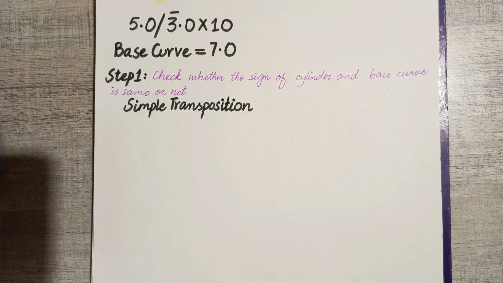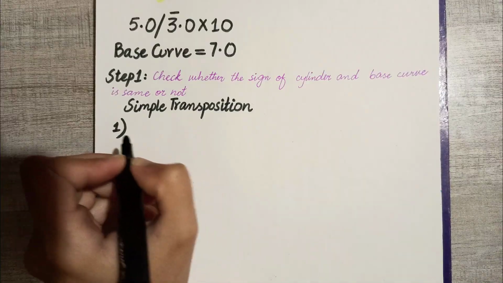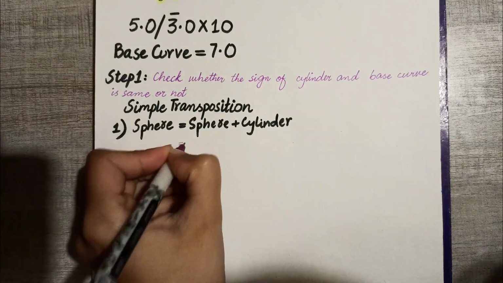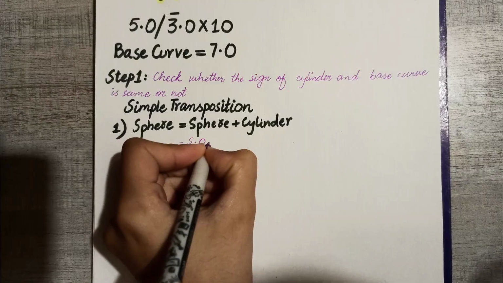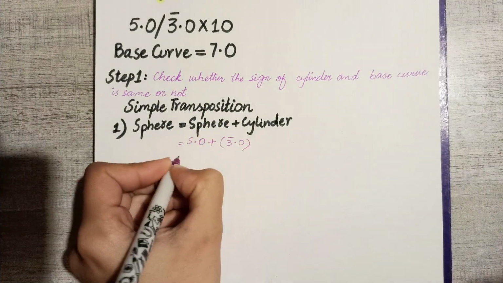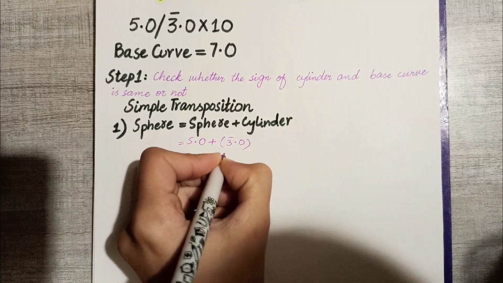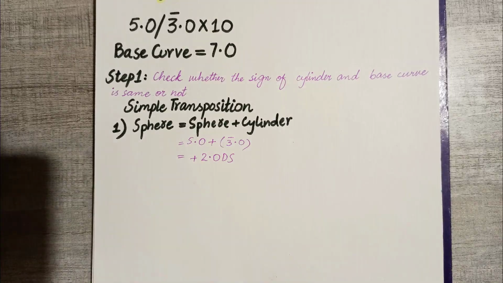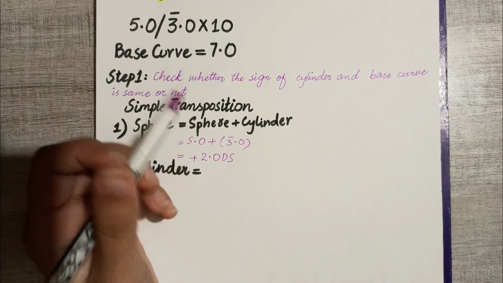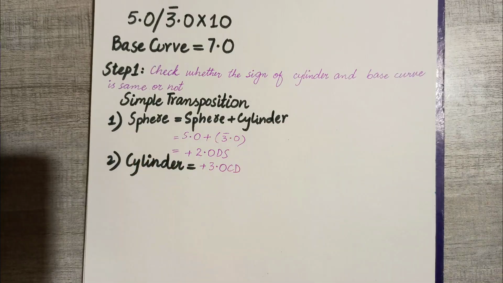There are three steps of simple transposition. First of all, add sphere and cylinder. Sphere, which is 5 diopter, and cylinder, which is -3 diopter, and we will have +2.0 diopter sphere. This is the sphere. Now for the cylinder, we will have to change the sign of the cylinder. As the cylinder is in minus form, we will change its sign for the simple transposition. So it will be +3 diopter.